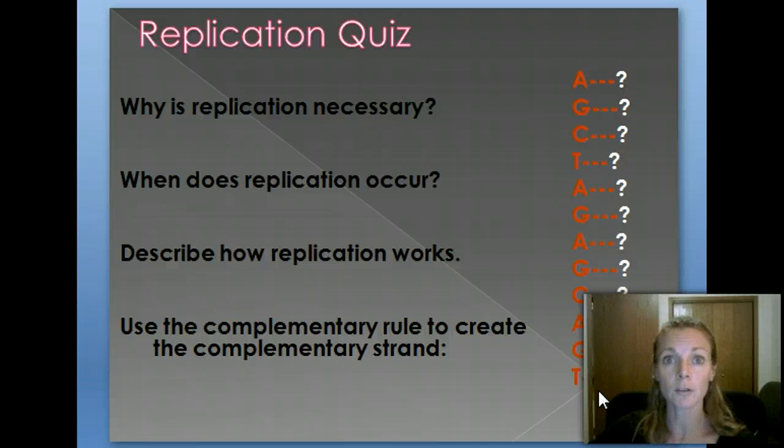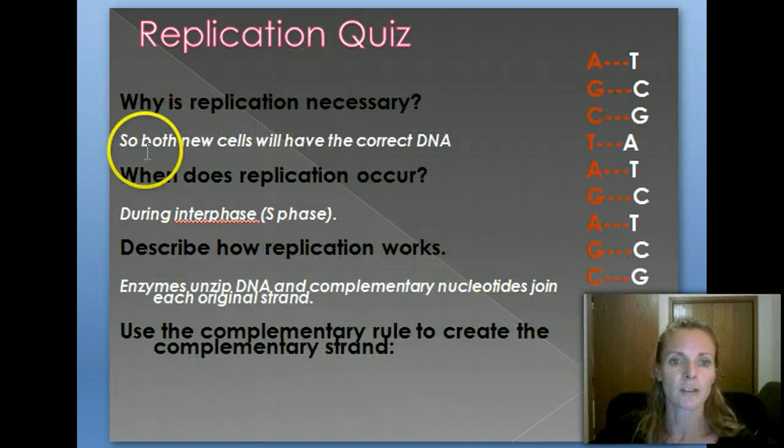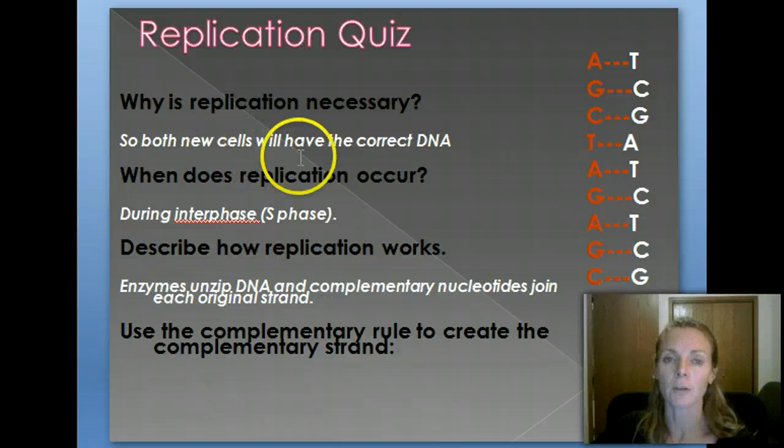So here are your answers. Remember, if you haven't written them down, pause it. Okay, here are your answers. Why is replication necessary? Both new cells will have the correct DNA. Absolutely necessary for that. When does it occur? The S phase of interphase.